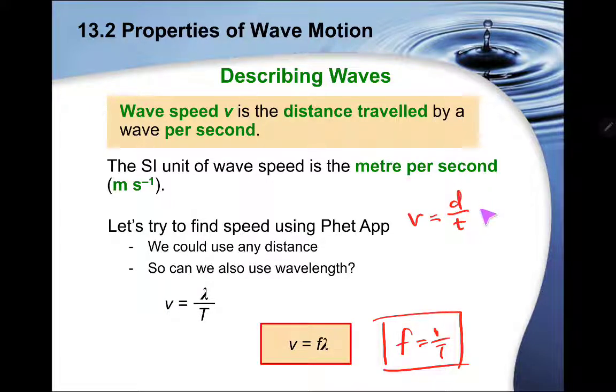And so if they ask you for wave speed and they actually give you the distance that the wave travels and the time taken, then please remember that you can simply use speed is distance over time. But other times, if they don't give you any of this information, and instead give you the frequency or the period, then you can make use of these formulas to figure out the wave speed. All right.